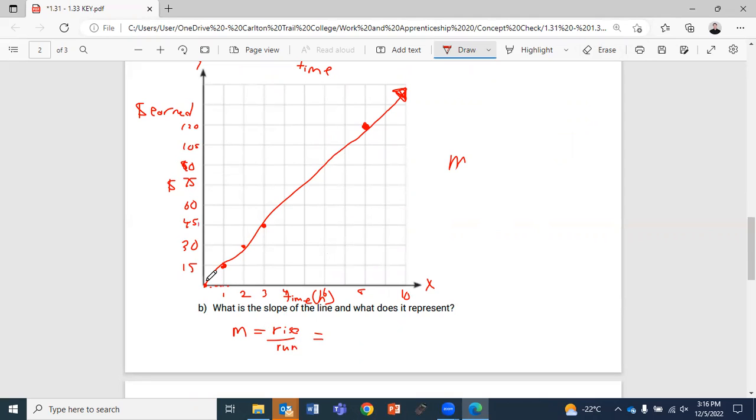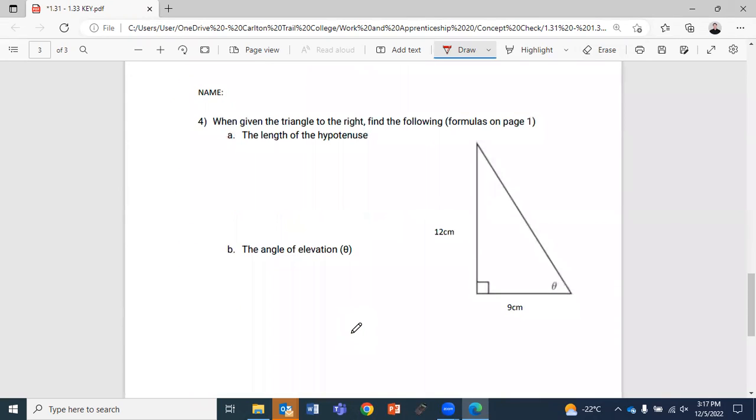So for rising, for every 15 I go up, I can see I go 1 across. I have a run of 1. So it's 15 over 1. It's not 15, it's just 15 over 1, right? Because when it's a slope, you need to keep it as a fraction. You need to have a denominator there, even if it is 1. Okay, so let's keep going.